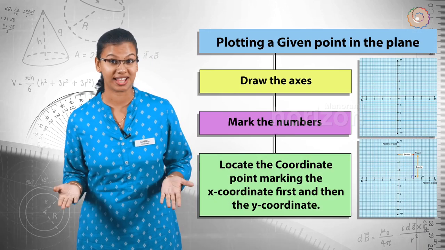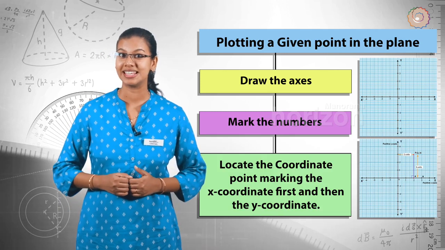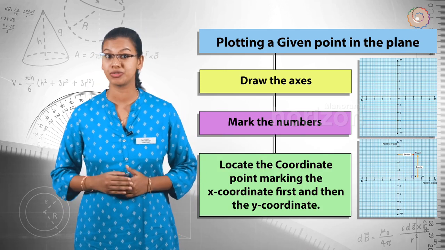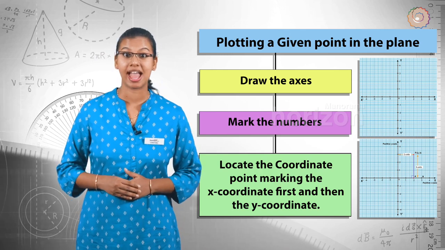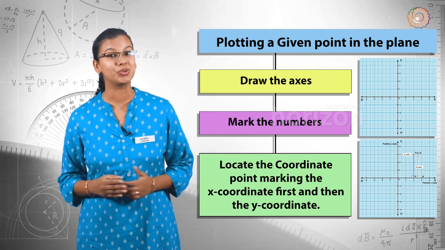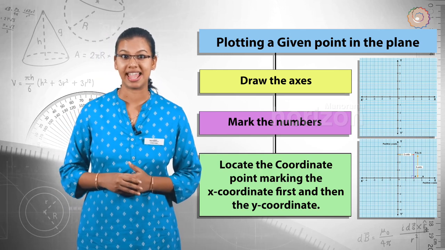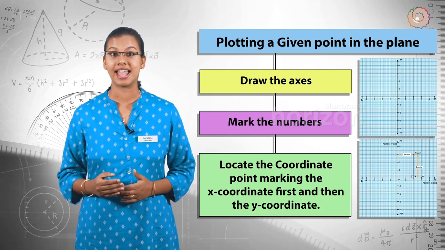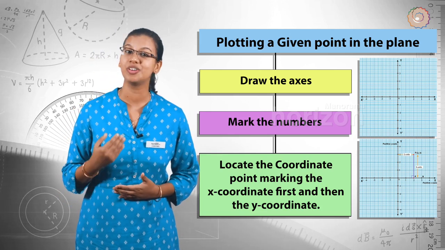So we can conclude that to plot a given point in the plane, we need to first draw the xy plane, preferably on a graph sheet, and mark it with numbers with unit distance between them. Then we need to locate the coordinate points by tracking the x-coordinate first and then the y-coordinate.